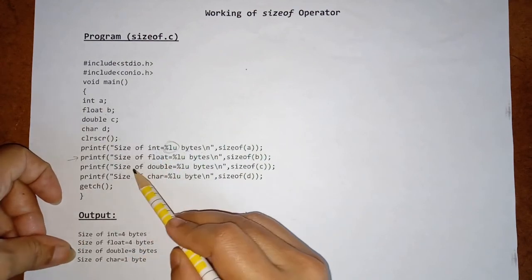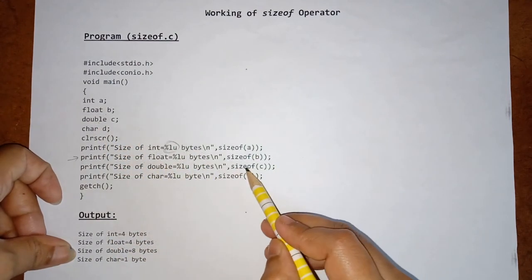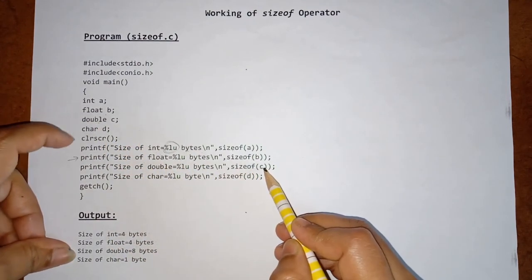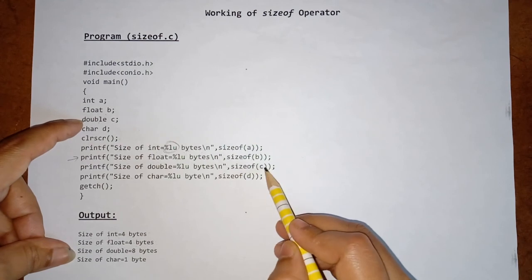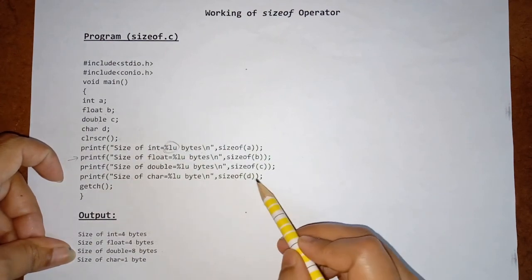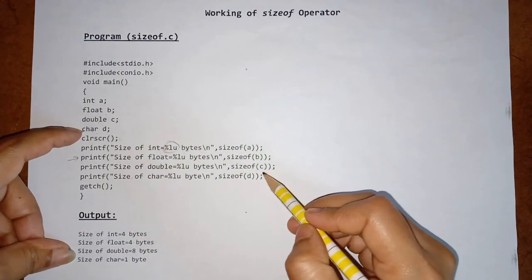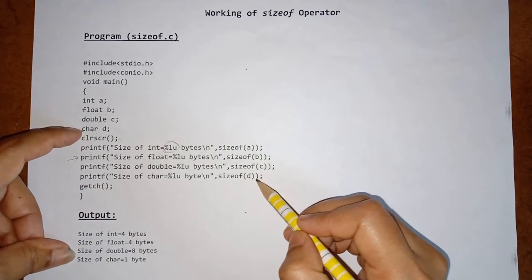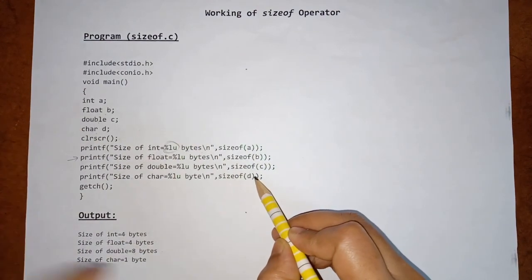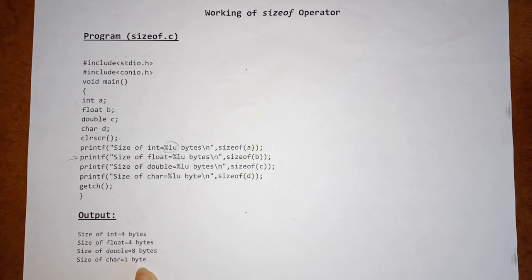And again size of double. Here c is declared as double, so we are finding size of c. Since c is of double type, the size of c will be the same as double, so 8 bytes. Then d is of character type. Character type data always takes 1 byte, right? So size of d is also 1 byte. So size of char is equal to 1 byte. So this is the use of the Sizeof operator.